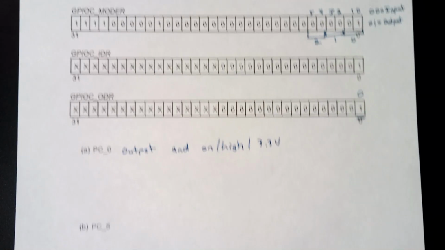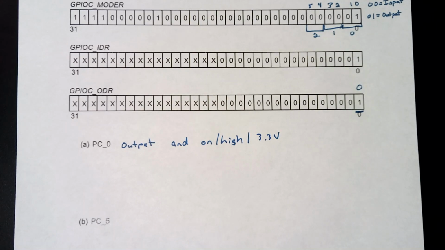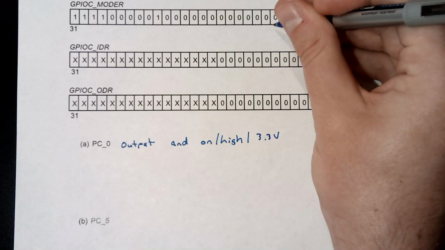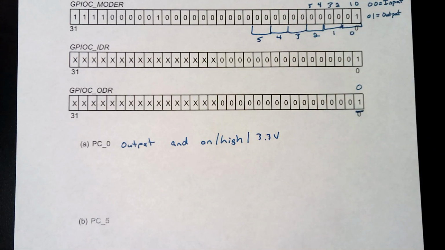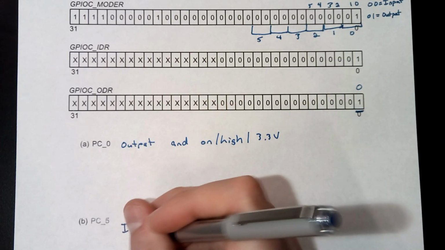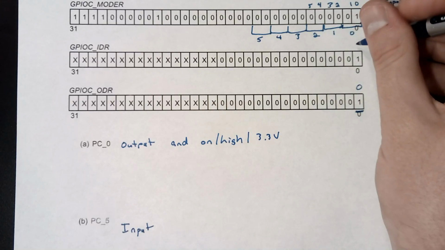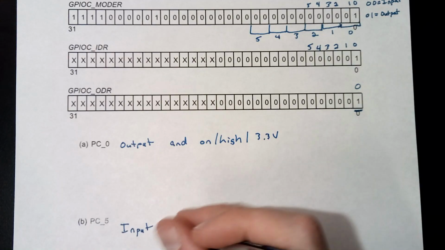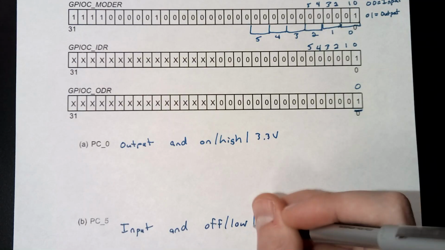Next up for PC5. Well, let's again look at our data registers. So MODER, we need to go a little further over. So these are the 2 bits for 3. These are the 2 bits for 4. These are the 2 bits for 5. So our state for pin 5 is 0, 0, which means this is an input. So let's look at the input data register, 0, 1, 2, 3, 4, 5. So input and off, low, 0 volts.